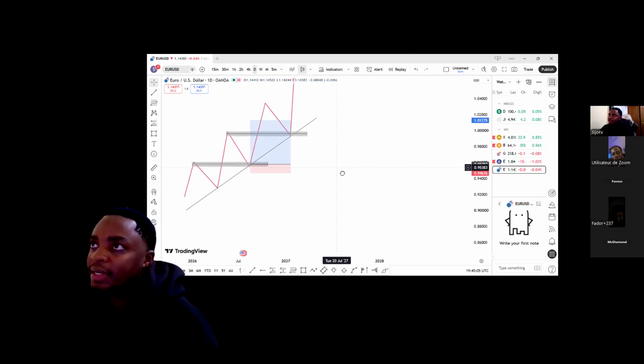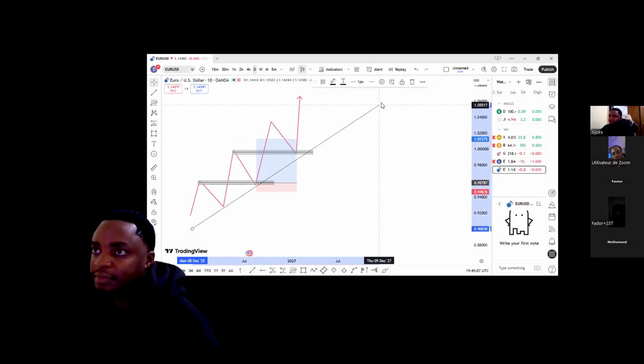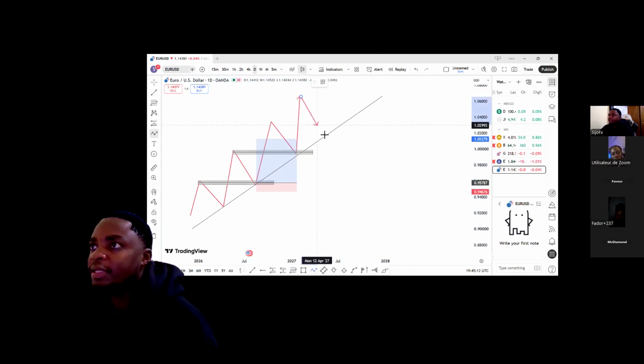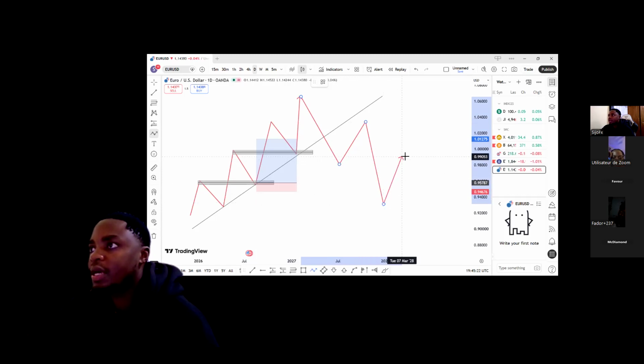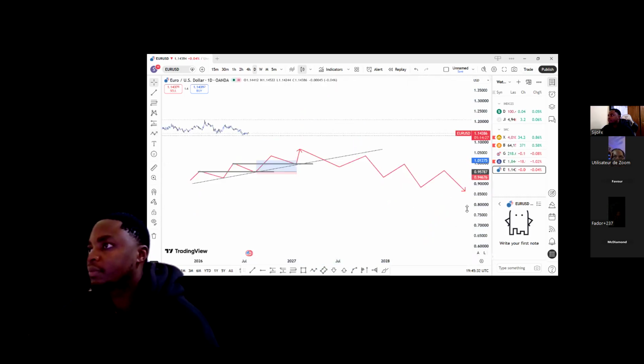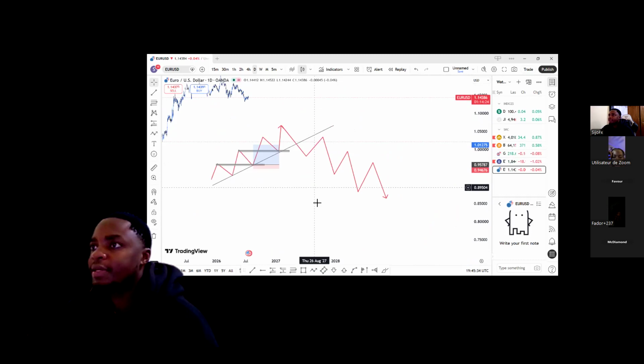Now we have a bearish market. Let me give you an example of a bearish market. This was a bullish market, and once the market breaks this trend line and starts forming lower lows and lower highs, we call this one a bearish market. We start looking for sales. This is our trend line.